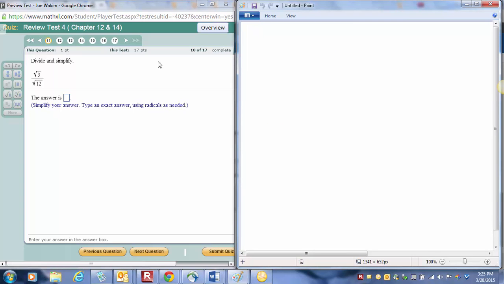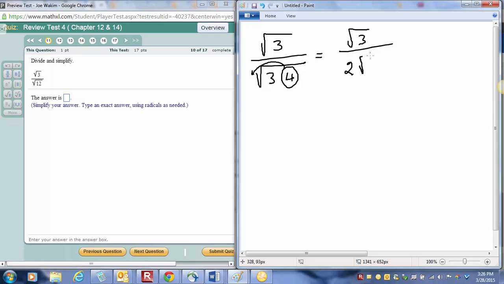Divide and simplify. So we have square root of 3 over, what is 12? 12 is 3 times 4. Remember that 4 is a perfect square, will come out outside as a 2. So this would be square root of 3 over 2 square root of 3, right? Because 4 will come out as 2. The only thing left is 3. And square root of 3 and square root of 3 will cancel. So this would be 1 over 2.